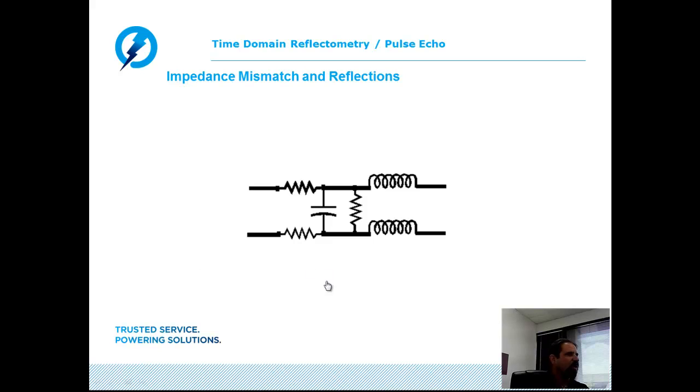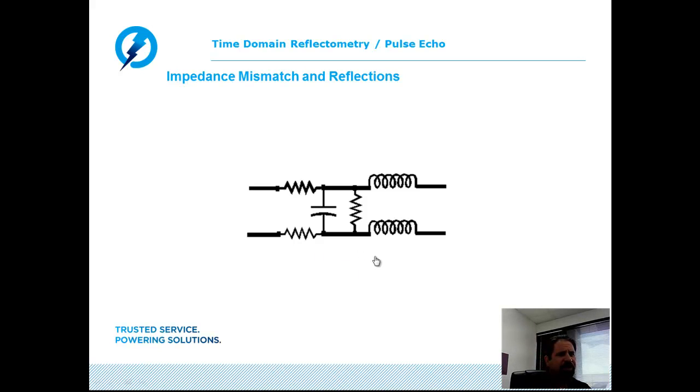Now, when we are looking at mismatches or reflections, there are two types of reflections that we, in essence, encounter, positive and negative. Positive reflections are caused by increases in the impedance. Now, an increased impedance is going to result from increases in metallic resistance or increases in inductance. These are going to cause an increase of overall impedance and, in essence, will cause a positive reflecting image.